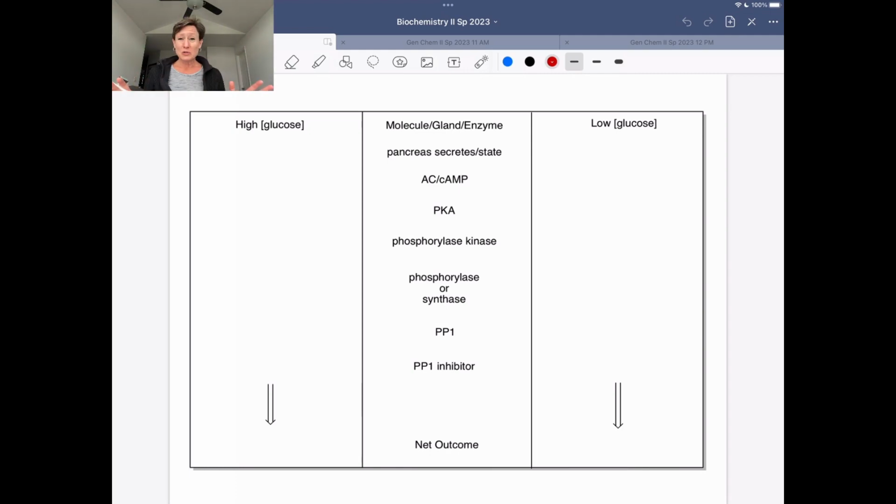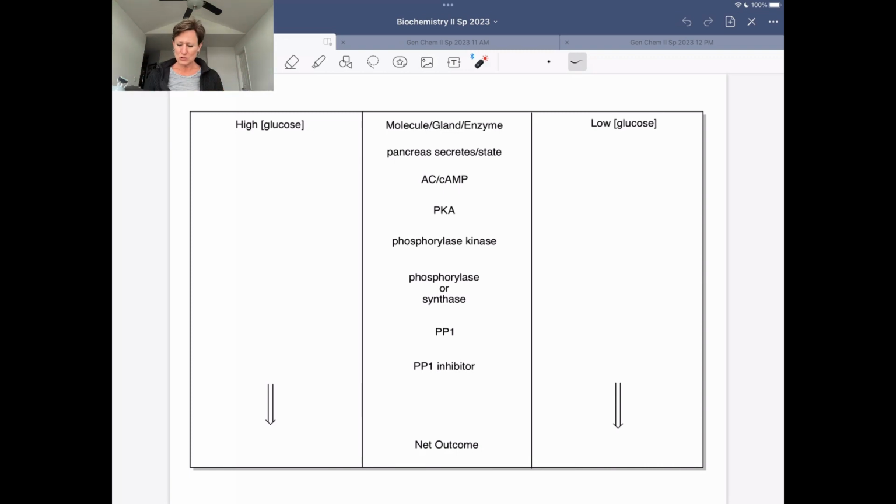So, big picture theme we're going to see multiple times throughout this course is how we maintain homeostasis. And early on here, it's really about glucose homeostasis. So, we're going to be focusing on this slide on what happens when you have high blood sugar levels and then what happens when you have low blood sugar levels.